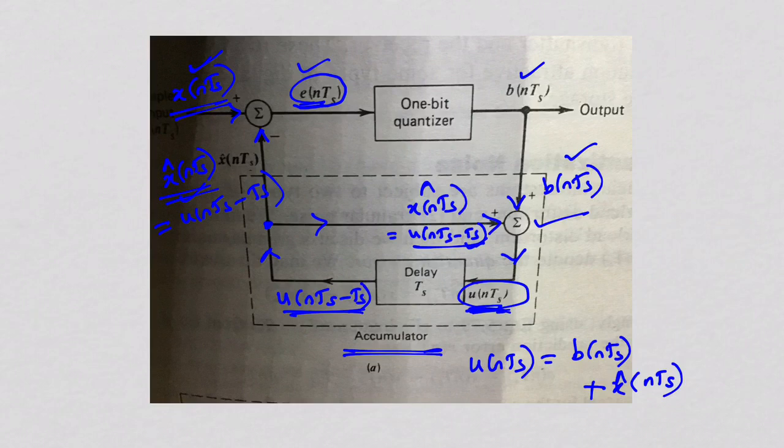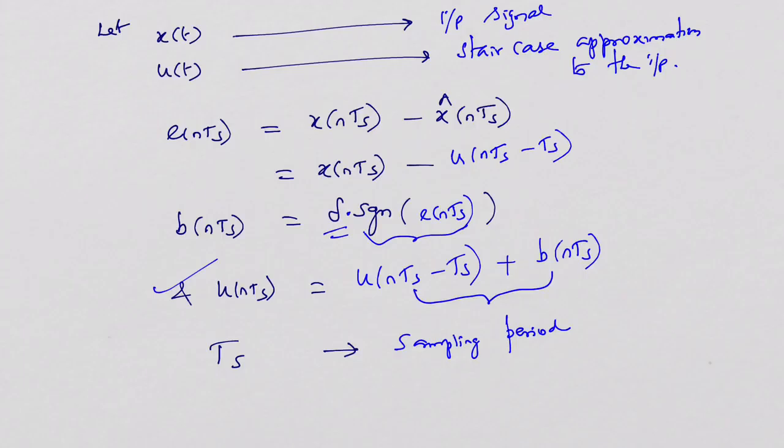b of nTs is actually looped inside the transmitter itself, where b of nTs is added with x cap of nTs. What is x cap of nTs? From the diagram it is evident that x cap of nTs is u of nTs minus Ts, the delayed version of u of nTs. So u of nTs is simply b of nTs plus x cap of nTs. Okay. What is x of t? It is called the input signal. What is u of t? Staircase approximation, latest staircase approximation to the input signal.